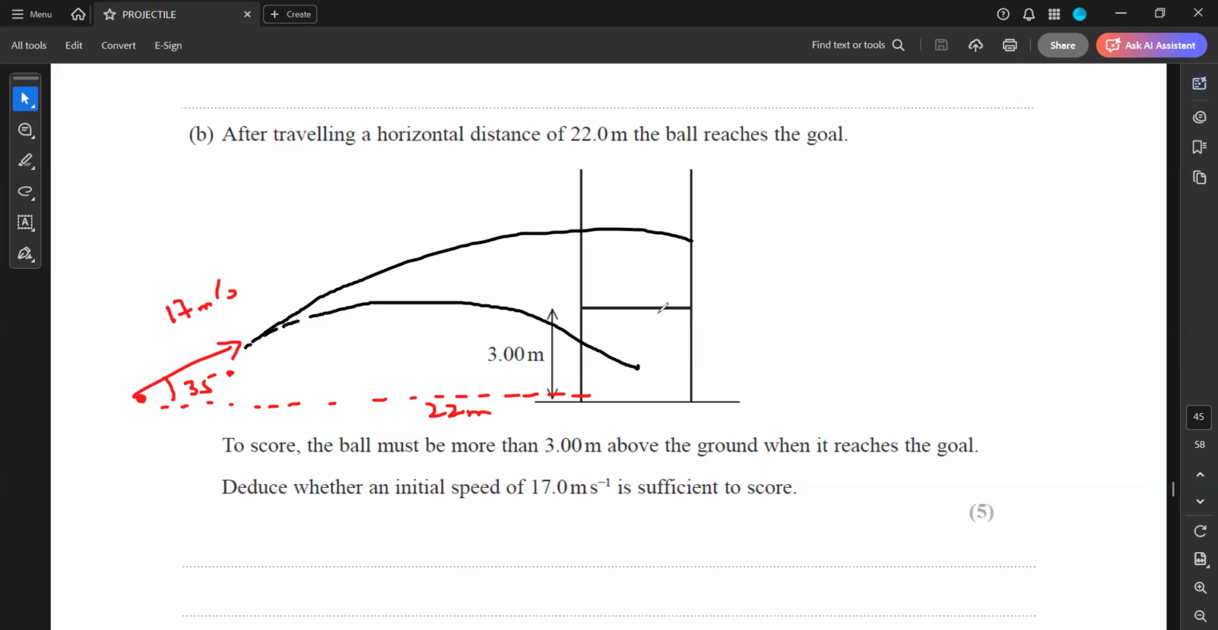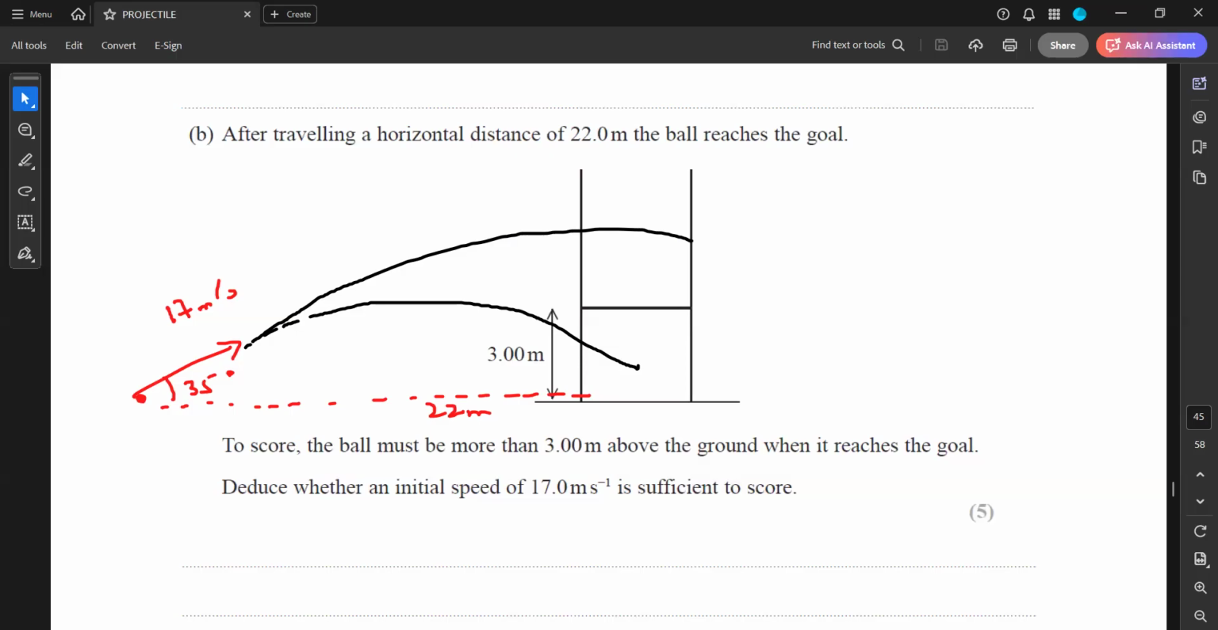We want to find the height. We want to find what is the height when it has traveled 22 meters, what is the position or the height when it is 22 meters from the point where we kick the ball. That is the main question, because if our answer for the height is above 3, it means yes, definitely it will score. And if the height is below 3, then the player will not score. So first we will find how much time it will take to travel 22 meters.